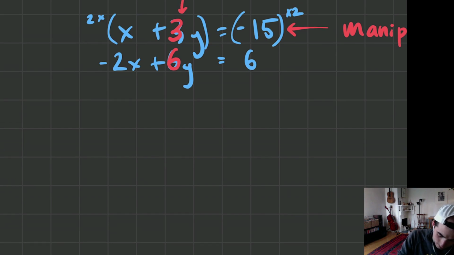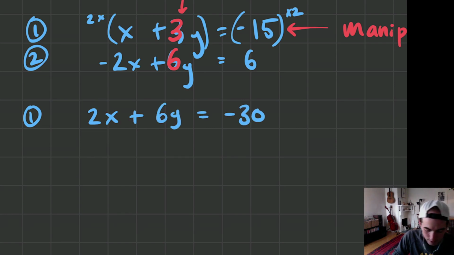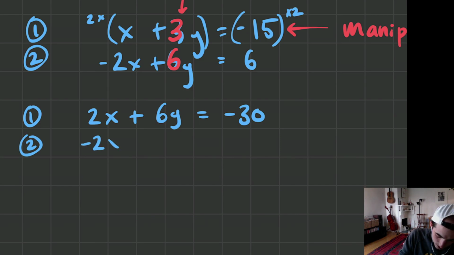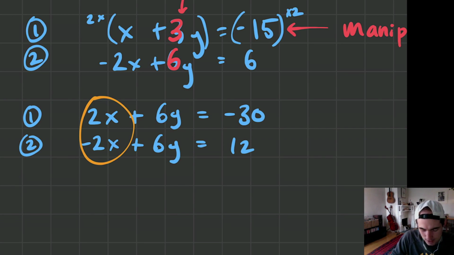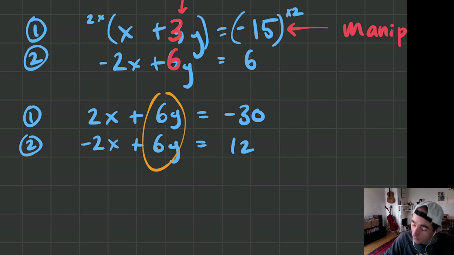So this first equation, I'm going to call equation 1 and this equation 2. So equation 1 now becomes 2x plus 6y equals negative 30. And equation 2 now becomes negative 2x plus 6y is equal to 12. Oops, not 16, 12. Okay, so that looks good. And you can probably see that now there's a lot of things that we could do to get rid of one of the variables. So you'll notice that if I added these two equations together, then that would eliminate the x's. But if I subtracted the two equations, then that would get rid of the y's. So there's a lot of possibilities now. Why is it 12?